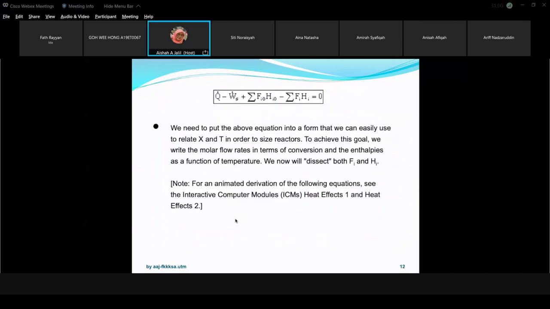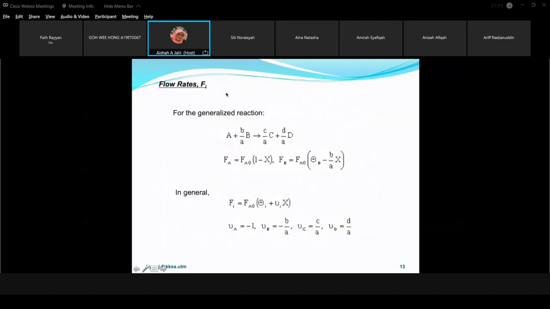Sometimes you have to ignore some equations. And then this is for F_i, the flow rate. You use this one, then use theta. What is theta? Theta is this one.